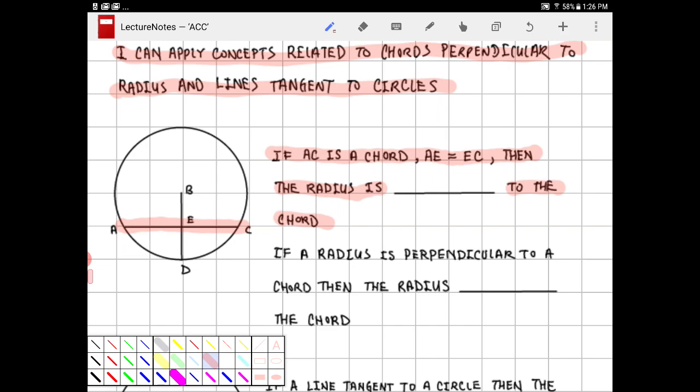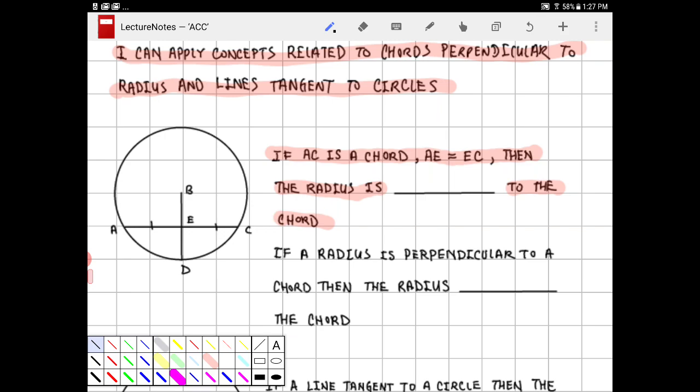And what I'm telling you right now is that those two segments, AE and EC, are going to be congruent. So as a result of this, what can we conclude about the relationship between the radius and the chord? Now, I need you to look at this. Just look at it with your eyes, okay? What do you think is going to happen between the angle formed by the radius and the chord? Use your eyes and judge for yourself, okay?